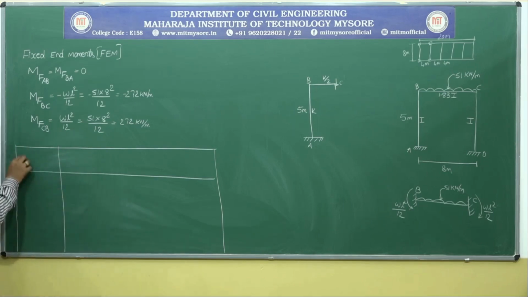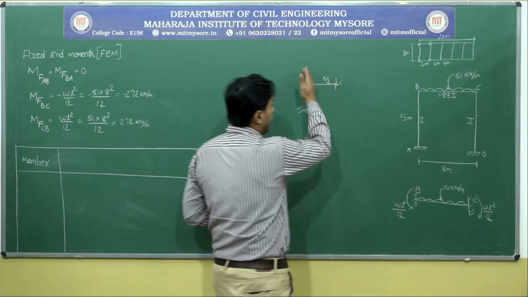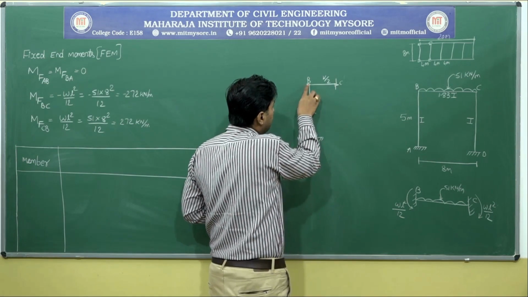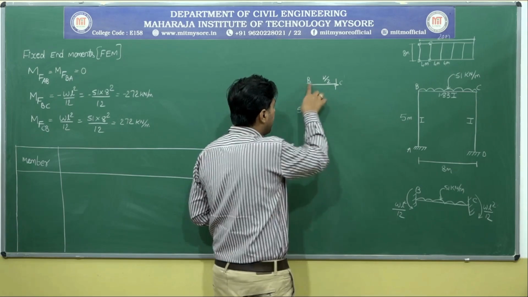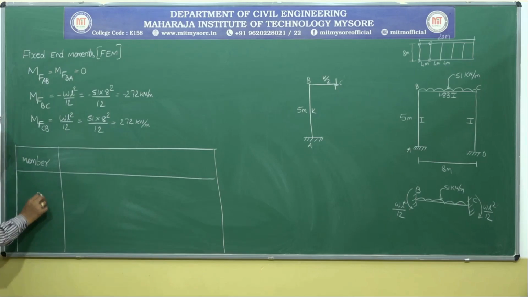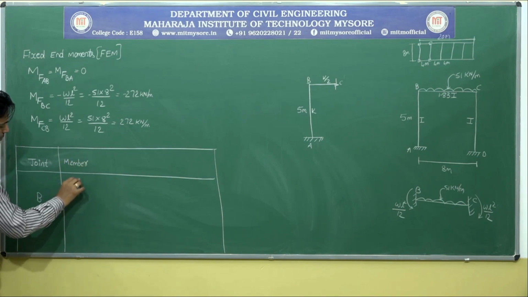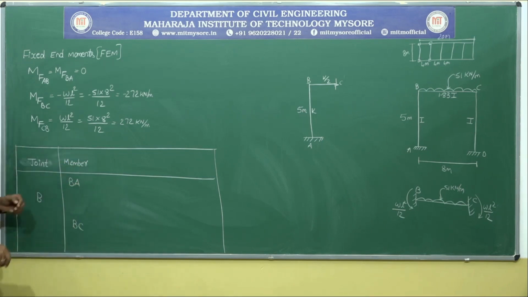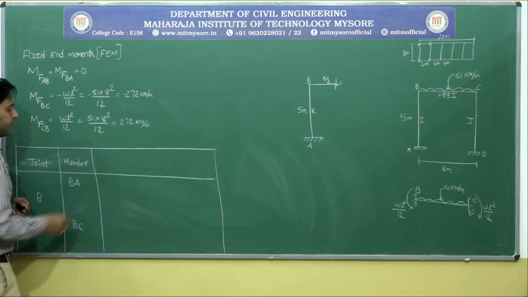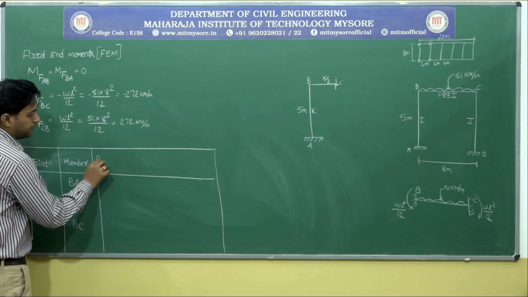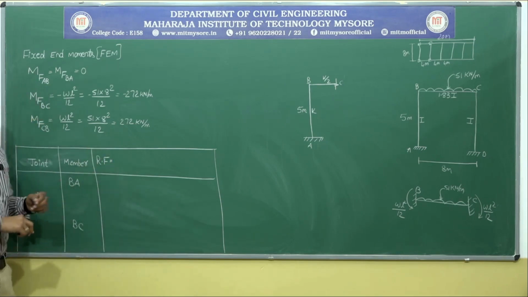Okay, so first it should be the member. How many members are there? So as we have taken only half the portion of the frame, I will be taking B portion. So from B, it is BA and BC. I will be taking the portion B. Instead of calling it as member, let me call it as joint. And here I will be calling it as member. So member it is BA and BC. Okay, next I will be going with the calculation of reduction factor.